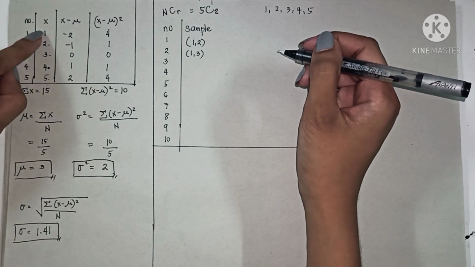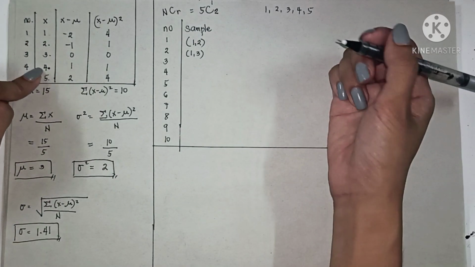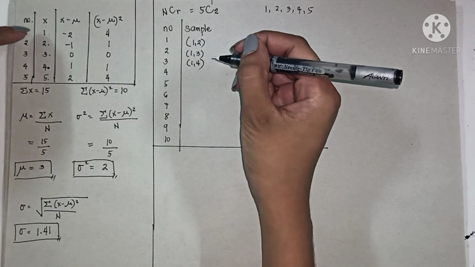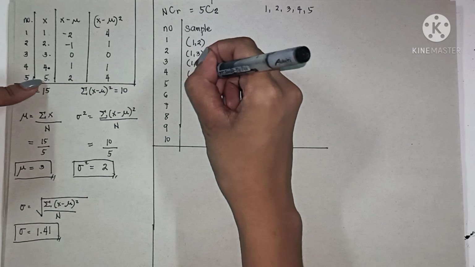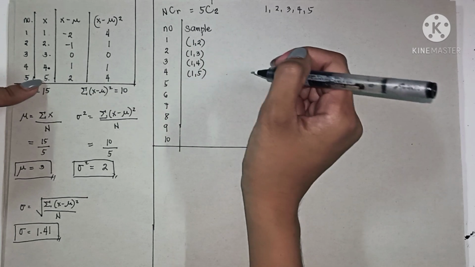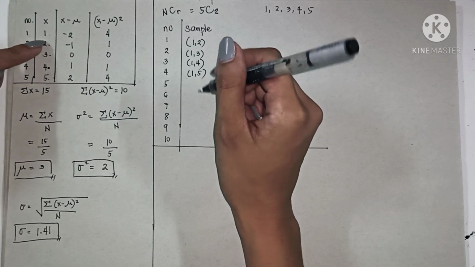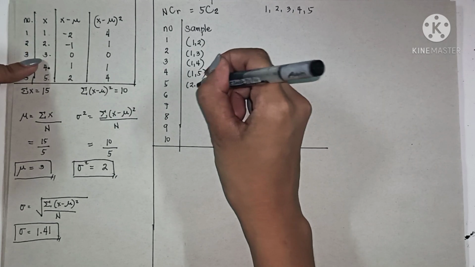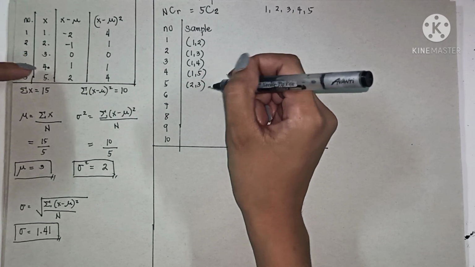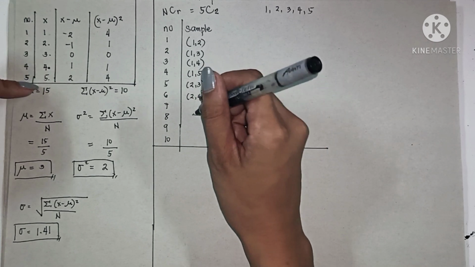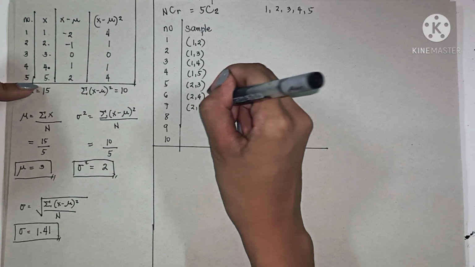So, sunod is 1, 4. Next is 1, 5. So, sunod na tayo. Okay na tayo sa 1. Sunod tayo kay 2. 2, 3. 2, 4. So, 2, 5.